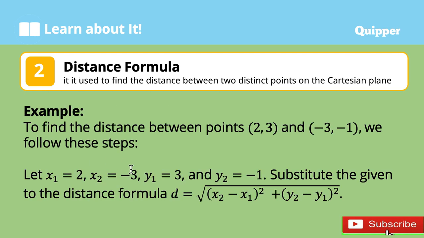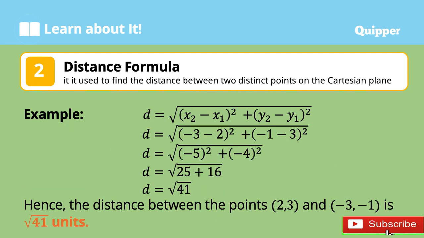For example, to find the distance between points 2, 3 and negative 3, negative 1, we are going to follow these steps. First, we'll let x sub 1 be equal to 2, since that is our first x, and second x, or x sub 2, is negative 3. Then, the y component for the first point is 3, and the y component for the second point is negative 1. Then after that, we are going to substitute the given to the distance formula, which is this one.